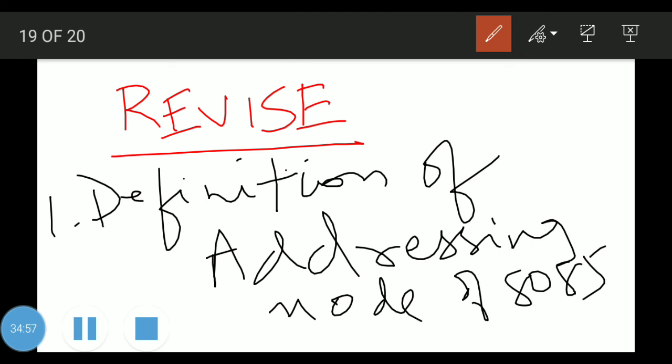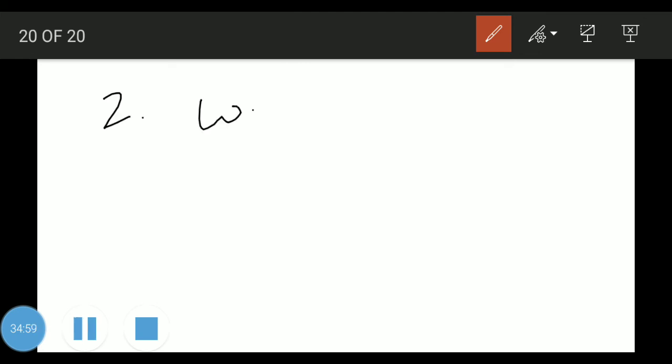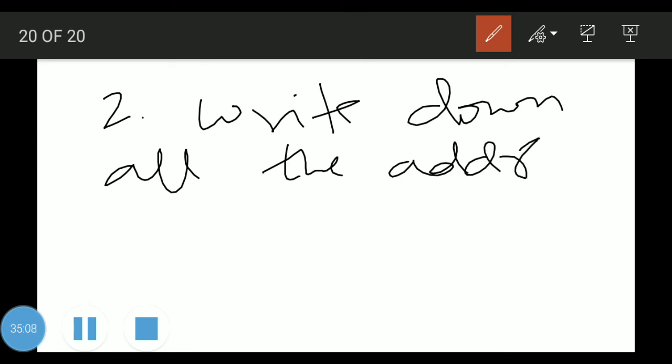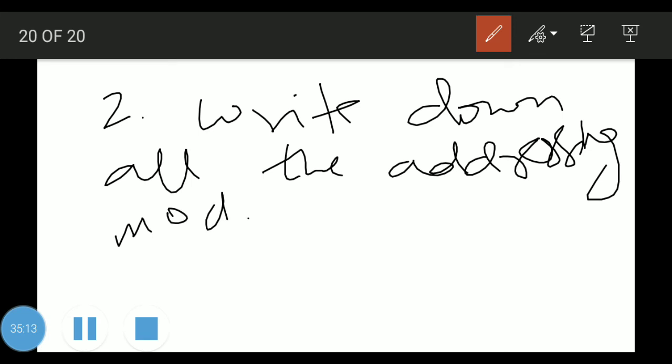Now write down all the addressing modes that you have studied. Write down the names of all 5 addressing modes. The first addressing mode was direct addressing mode. Second, register addressing mode. Third, register indirect addressing mode. Fourth, immediate addressing mode. Fifth, implicit addressing mode or implied addressing mode.